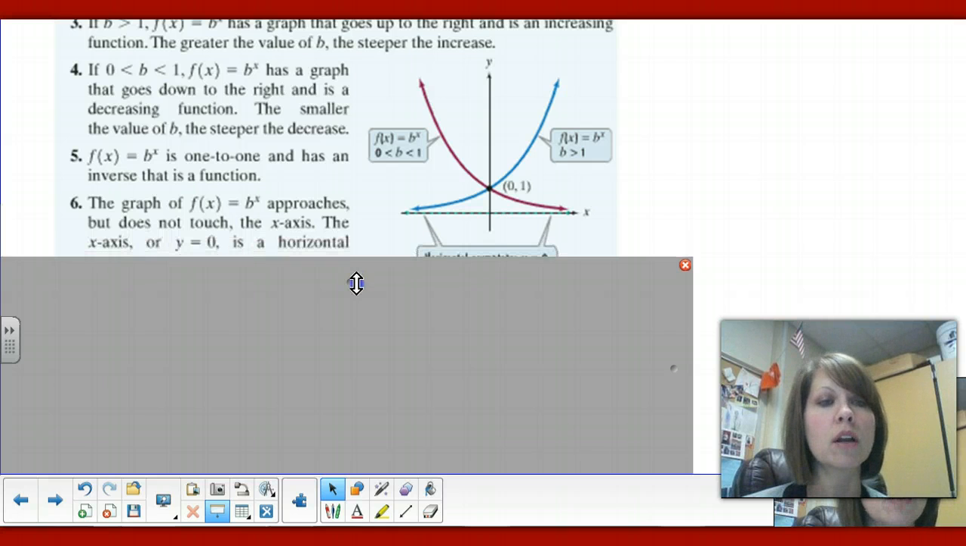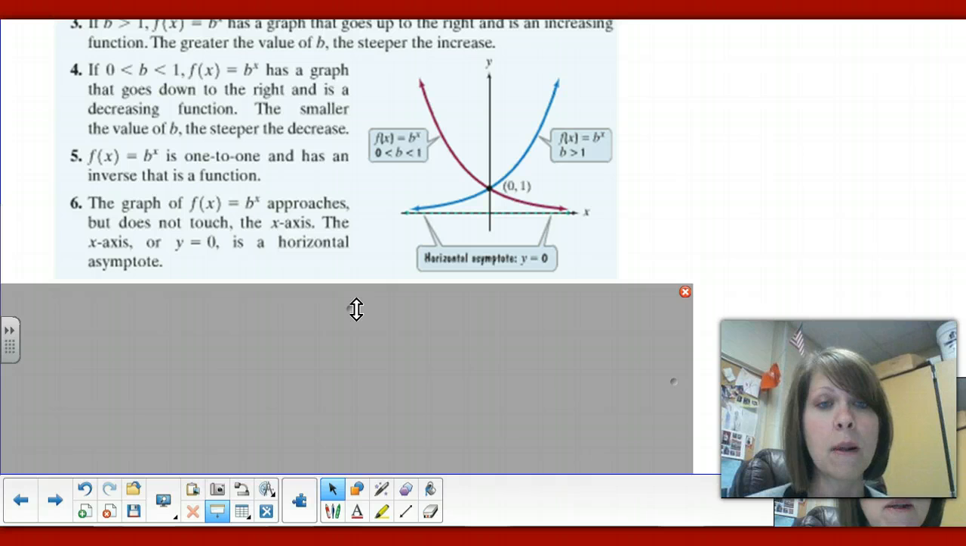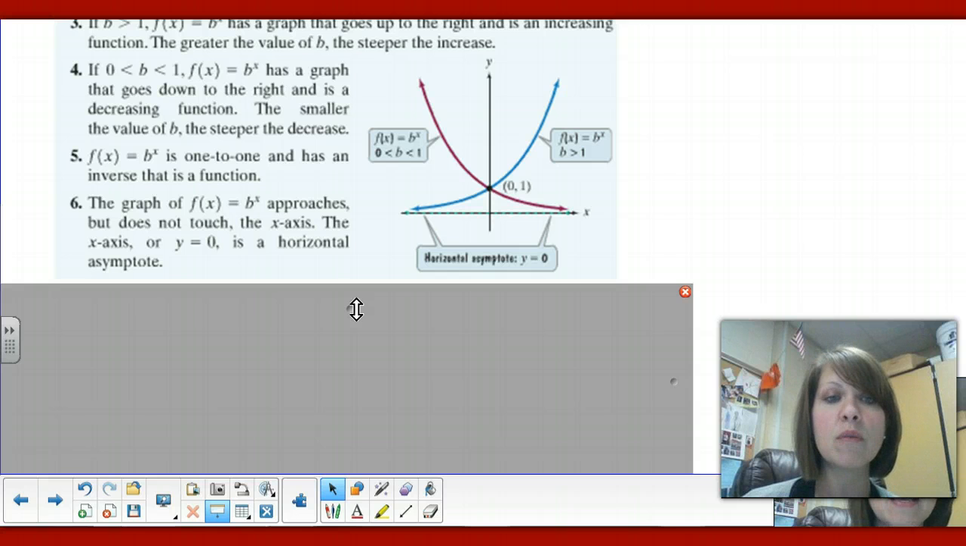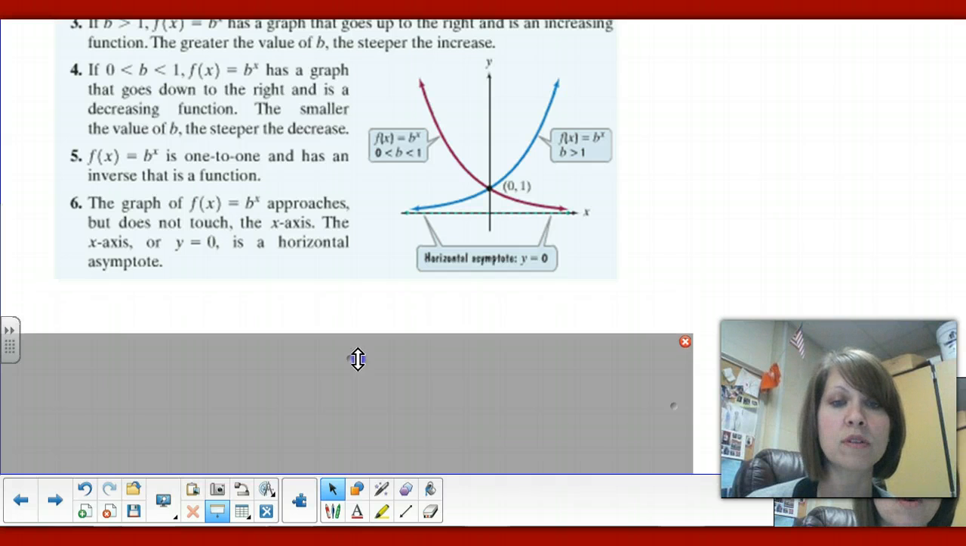All right. Talking about the horizontal asymptote here. As x goes out on the one side, b to the x will get closer to the x-axis, but it does not touch it. It approaches it, but does not touch it. That creates this horizontal asymptote.